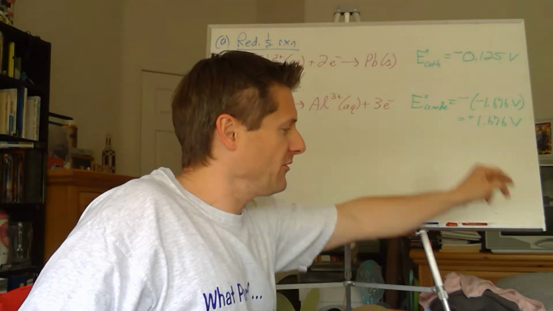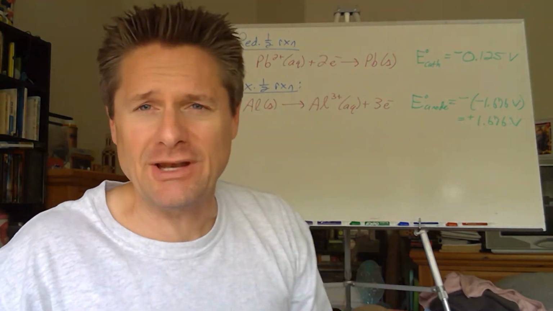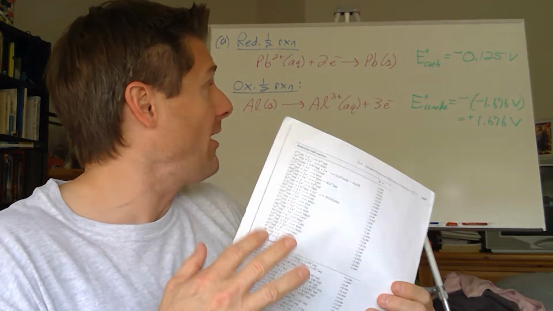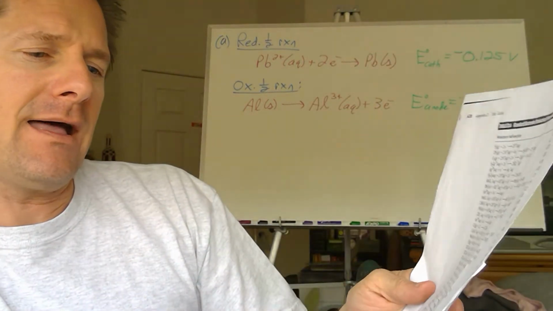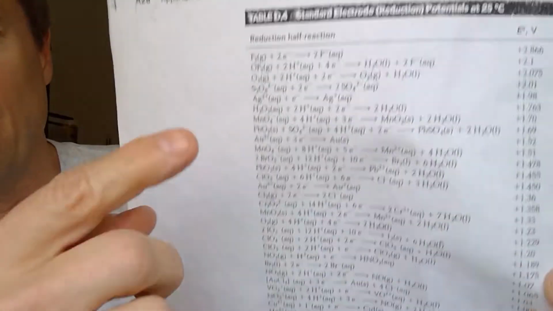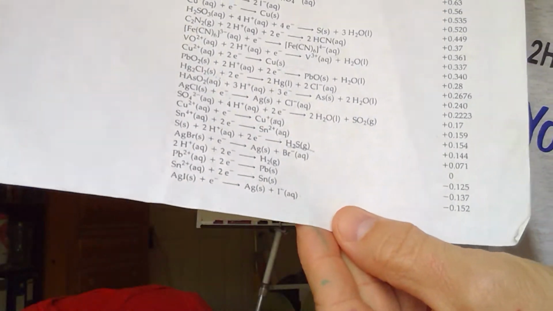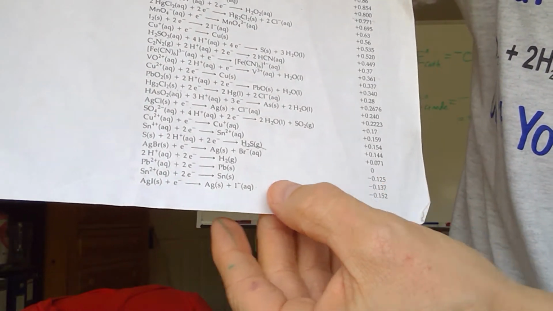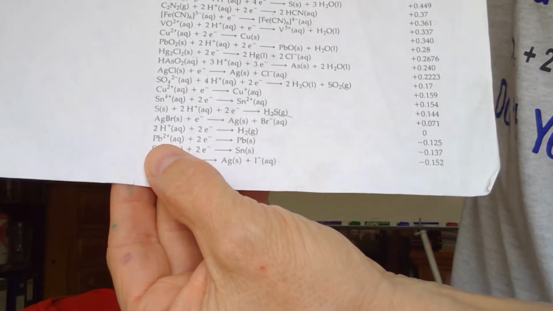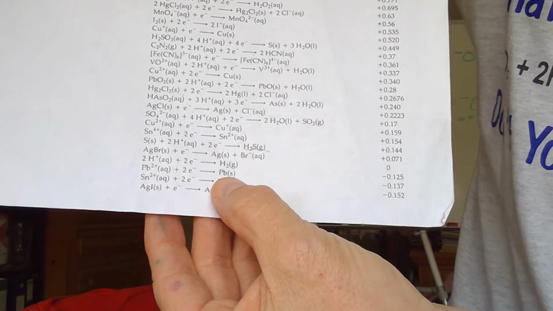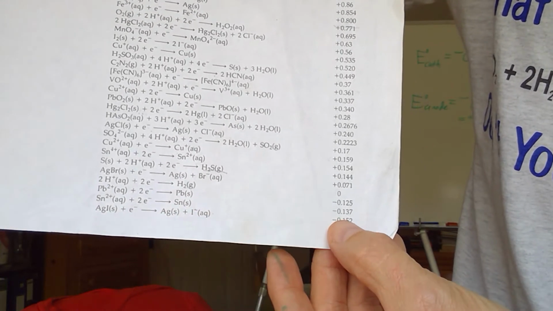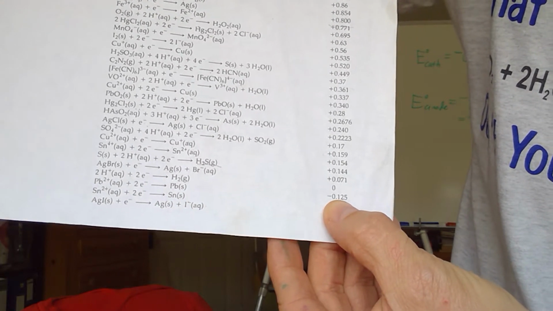Let's look on our tables for the values. Since this is the reduction half reaction, it will be what you find here. And I found it down here. If you look on your table, all the way down, I'm looking in a mirror image here. Do you see the lead? All right, so there's lead plus 2 aqueous, plus 2 electrons going to lead solid. If you go across, it's negative 0.125 volts.